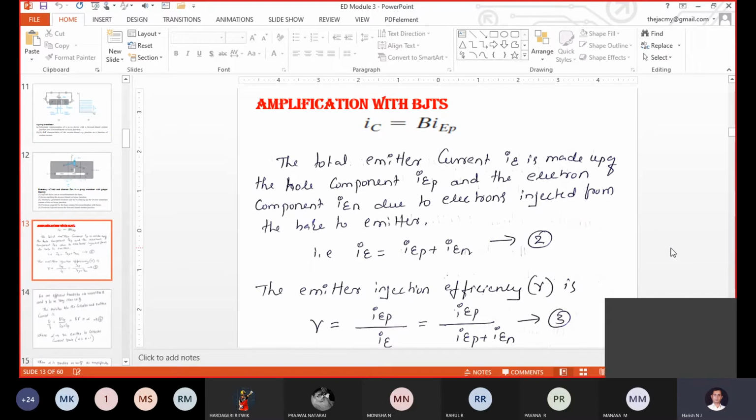IC, the current flowing through the collector terminal, that current we call IC, and the current flowing through the emitter terminal, that current we call the emitter current. There are three current variables. IB, IC, IE. Correct. So if you are using these three current variables, will you define what is alpha and what is beta?